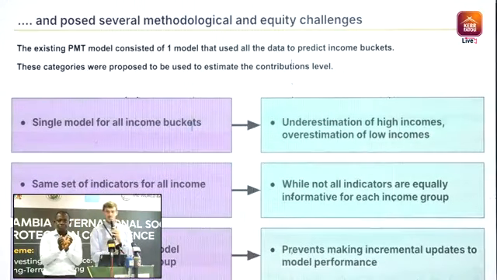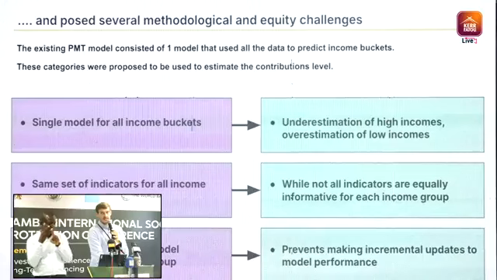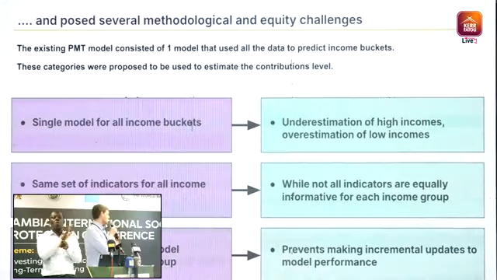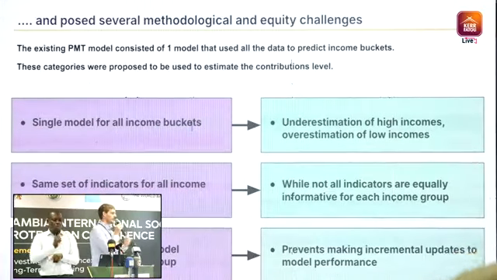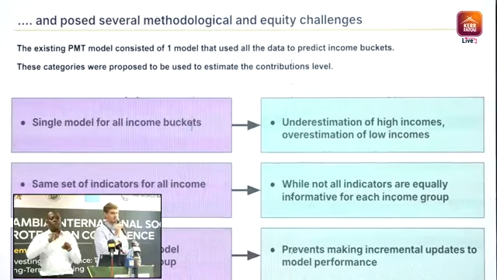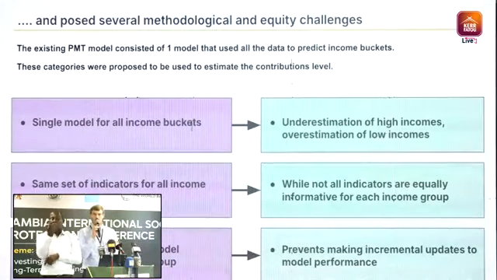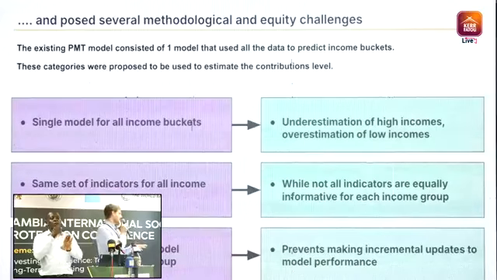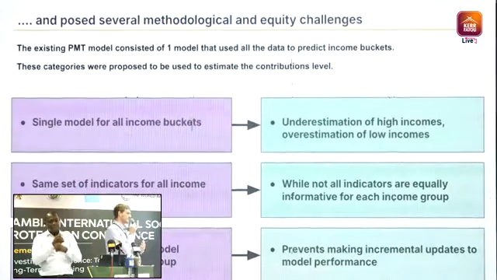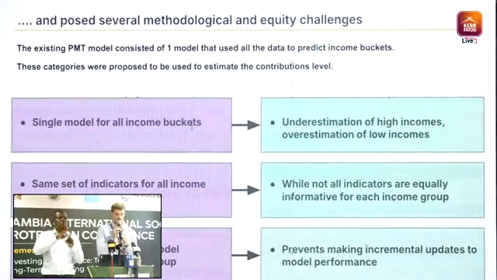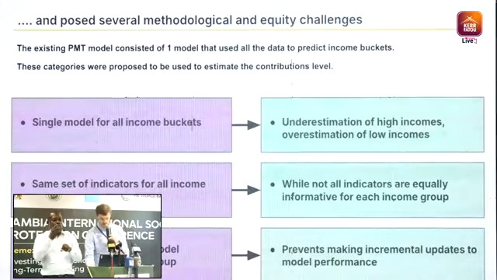The third aspect was that it also didn't allow us to disaggregate and look at model performance by income group. That is something that is very difficult to do if we have a single model, and therefore it also prevents us from making incremental improvements and updates to model performance when we're looking to improve equity.